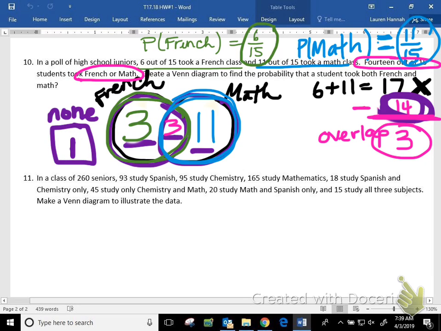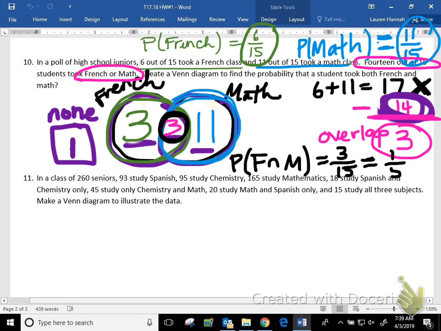So now we actually need to answer the question that was asked. The question was, what is the probability that someone is in French and math, that intersection? That intersection, of course, takes place in the middle, so that would be 3 out of 15, or 1/5. So the actual probability of having someone in both courses is 1/5.